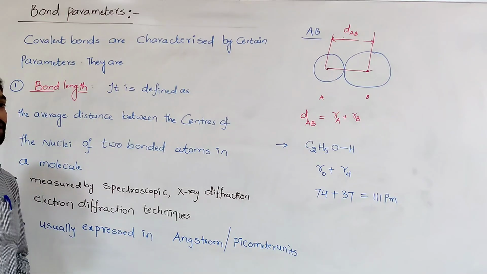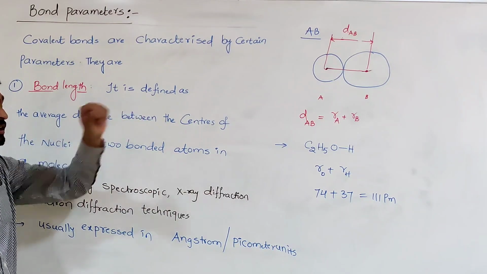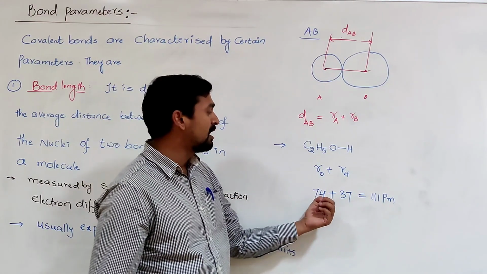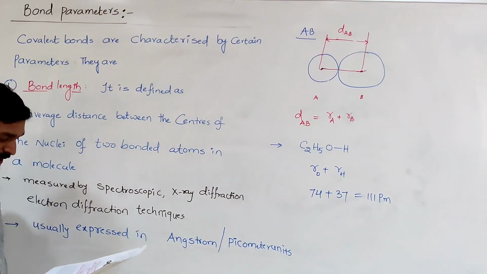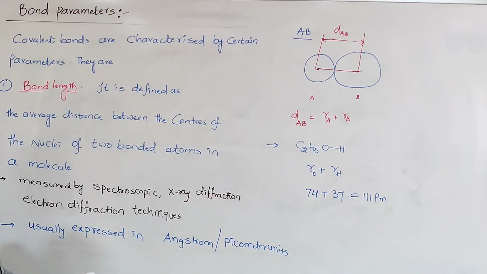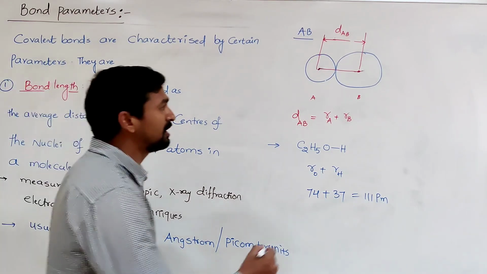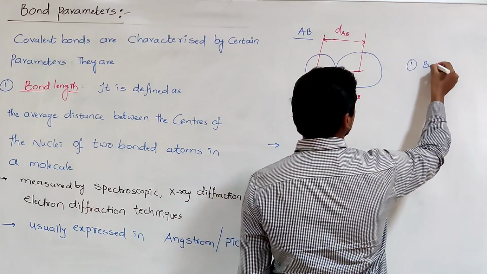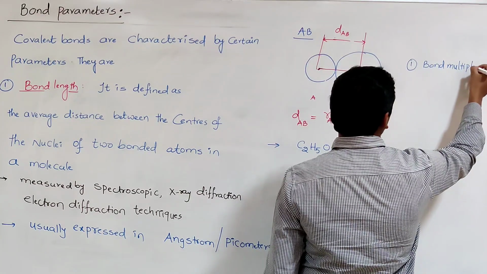Once we know the atomic radii or covalent radii of the two atoms involved in the covalent bond, it is easy to calculate by adding the radii of both atoms. We get the bond length of the two bonded atoms. What are the factors influencing this bond length? There are two factors influencing the bond length. One is bond multiplicity.